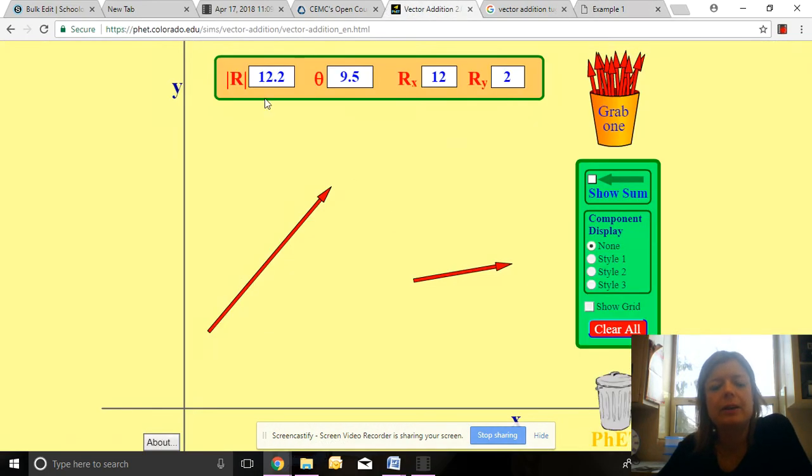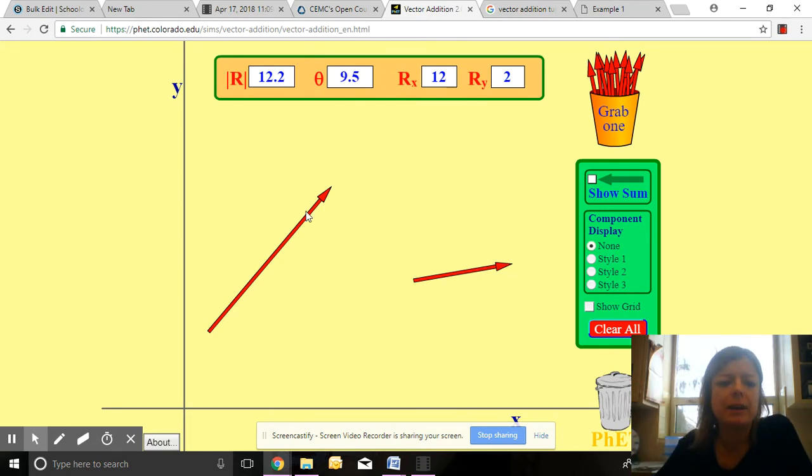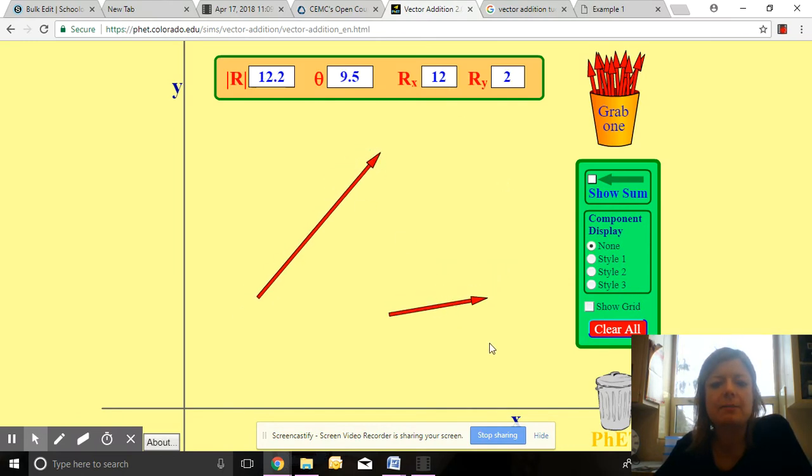Visually, I'll put the link to this applet that you can play around with. If you have two vectors, you'll see this one's longer, this one's shorter. What would be the sum of these two vectors? Well, I can just click show sum and it will make it for me. Notice that it's more in this direction than this because this one's longer.